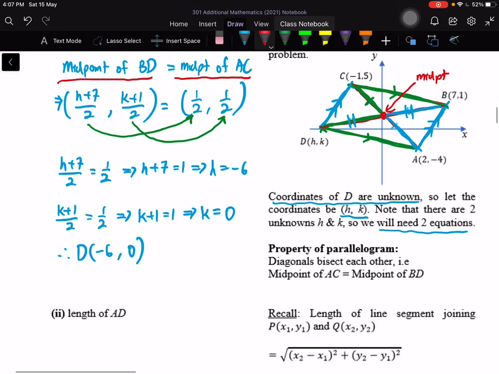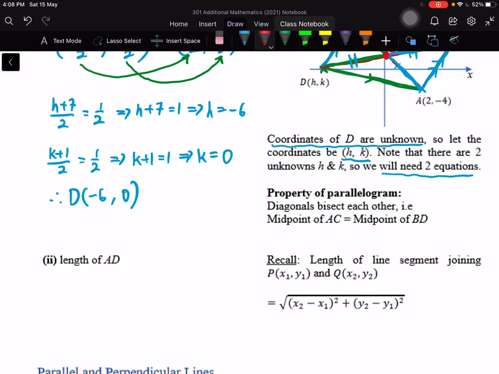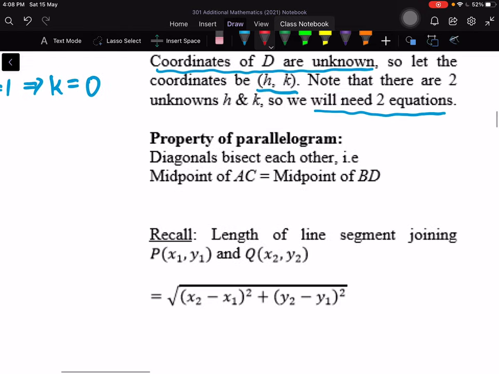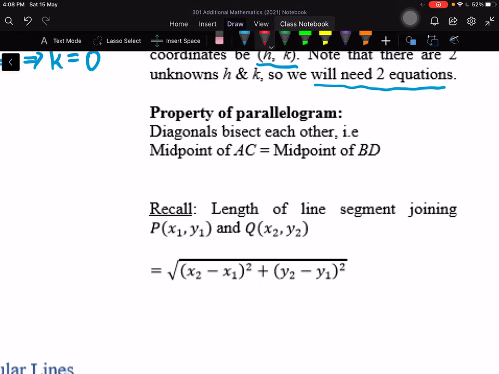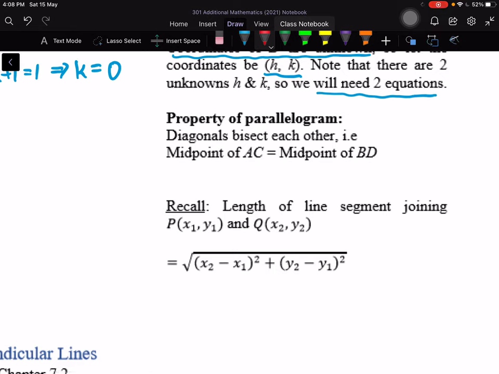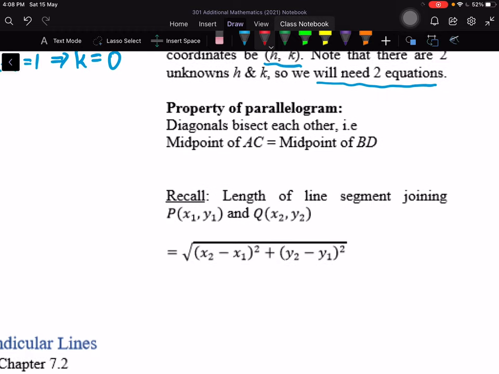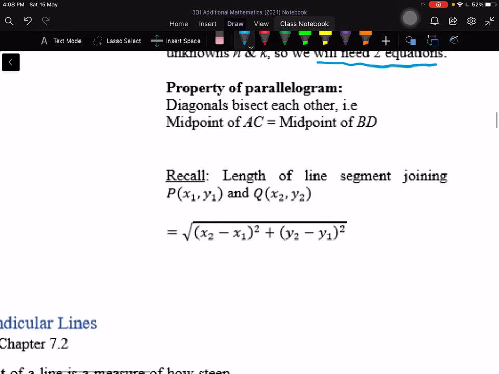Lastly, to find the length of AD, the length of a line segment joining two points, you need to recall what is the formula used. The formula is the square root of (x2 minus x1) whole thing squared plus (y2 minus y1) whole thing squared. Just a recap, how do we get this? It is by using Pythagoras theorem. So let's say you have this line segment, point P (x1, y1), and over here is point Q (x2, y2). We are interested in finding this length PQ. We want to know how long it is.